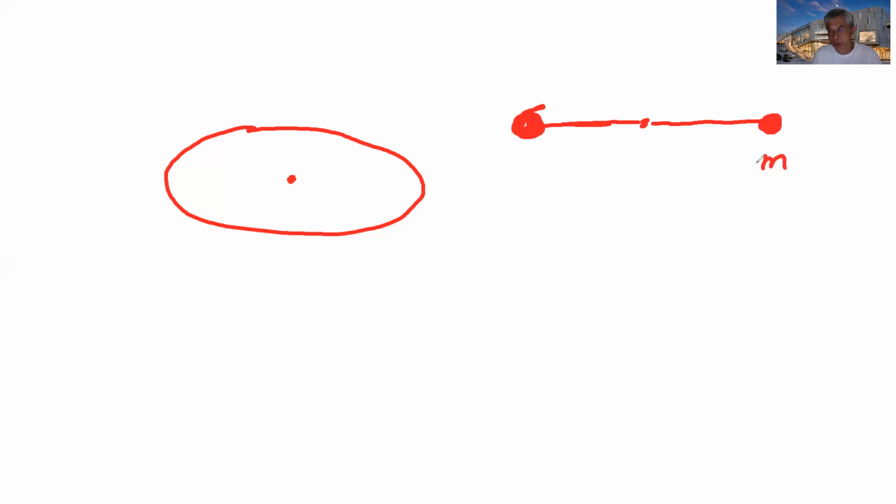Let's say this one is M, and this one is M, for example. So you have 2M, right? And this one here is 2M, for example. And this one here is R, right? And let's say this one here is also R. So these two geometries: I have one mass here, and now I have another mass there, okay?